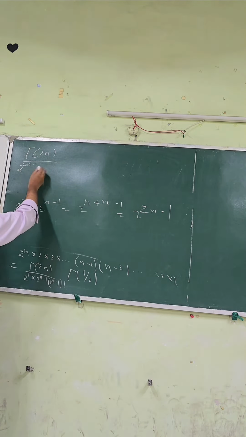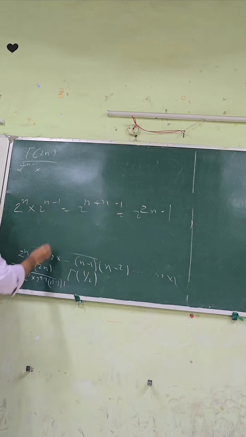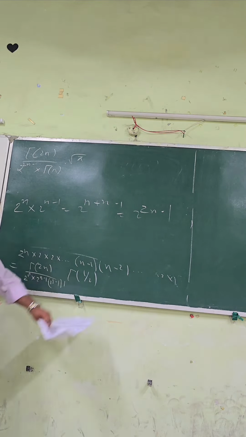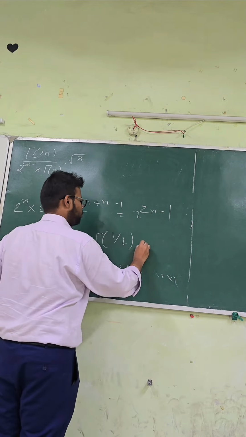Yeah. So you get (2n minus 1) into (n minus 1) factorial, which is equal to gamma of n, and it is equal to root pi by root pi. That gamma of 1/2 is equal to root pi.